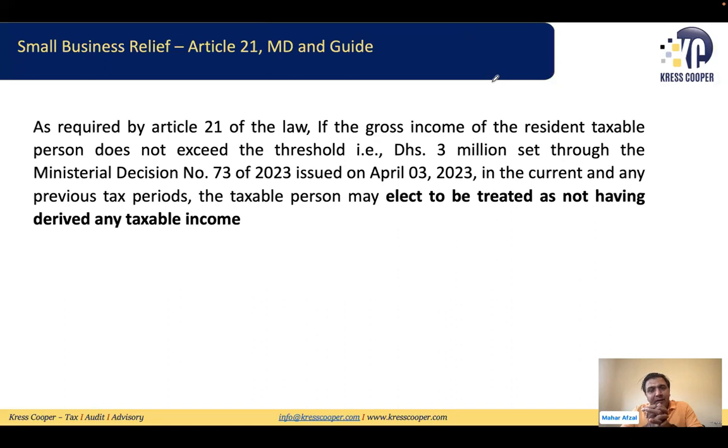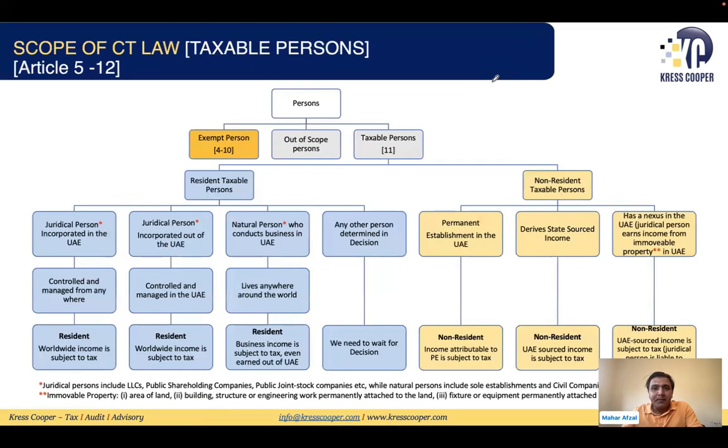Later on, a ministerial decision was issued, and in that decision it was mentioned that the threshold is 3 million in the relevant tax period. So if the gross revenue of the resident taxable person does not exceed 3 million, they can opt for small business relief. We all know what resident persons and non-resident persons are; we have already discussed resident persons in detail. This relief is only available to resident taxable persons, so it is not applicable to non-residents.